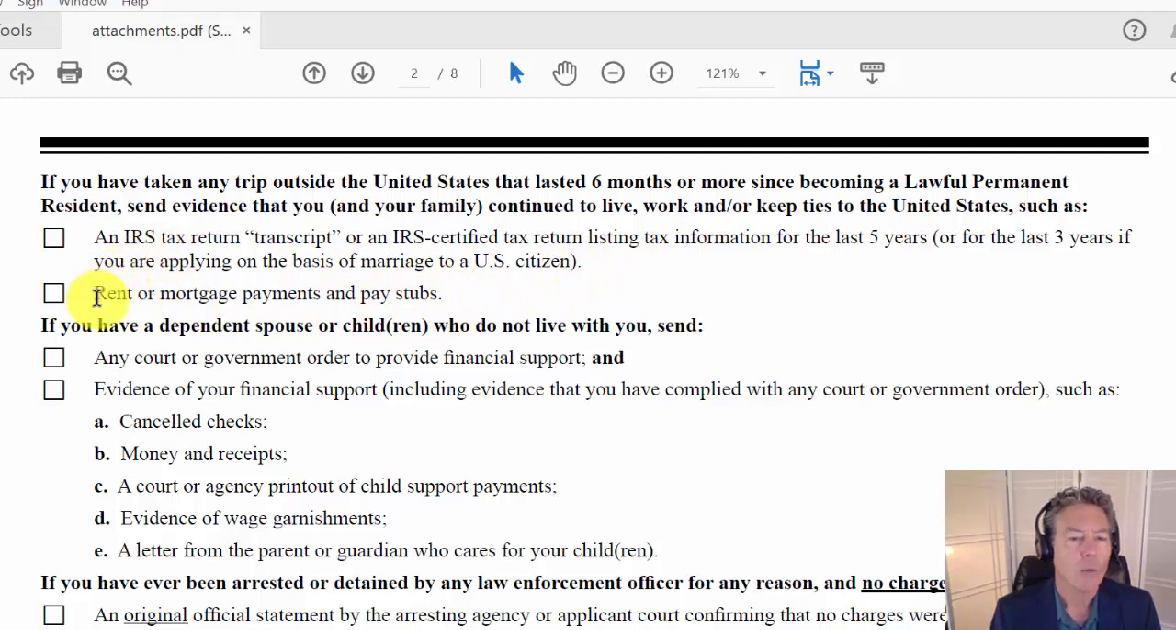This is going to be showing your domicile, because you were paying rent, and pay stubs. Where were you working? Where were you earning your money? Were you paying taxes?